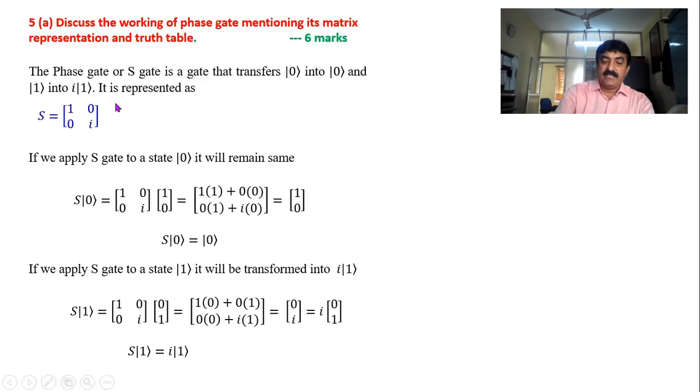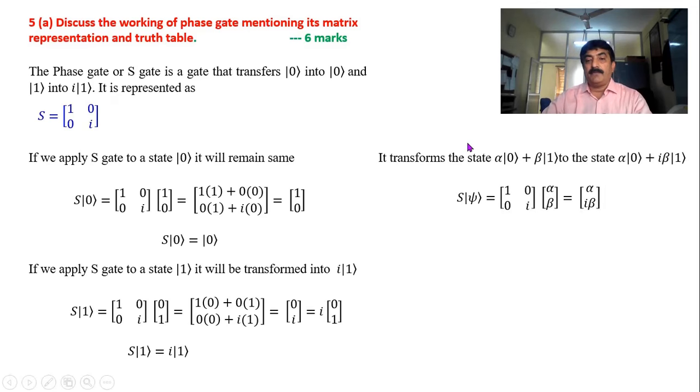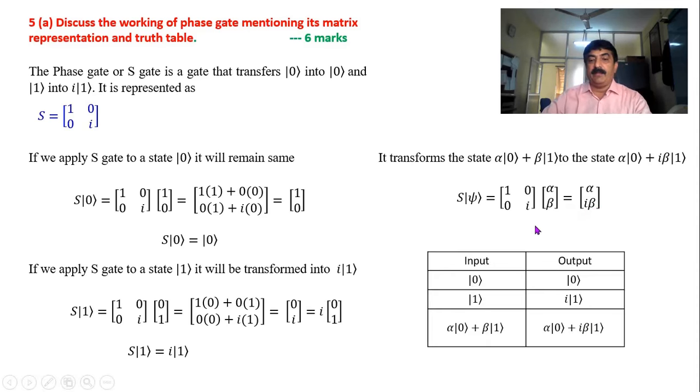Right. So with this I now go to the operation on the superposed state, alpha and beta. When I have alpha and beta, alpha remains as it is. That means ket 0 remains as it is. Beta becomes i beta. This is the output. Okay, now comes the truth table. Input 0, output is also 0. Input 1, output is i ket 1. Input is alpha ket 0 plus beta ket 1, output is alpha ket 0 plus i beta ket 1. So that's all about phase gate.